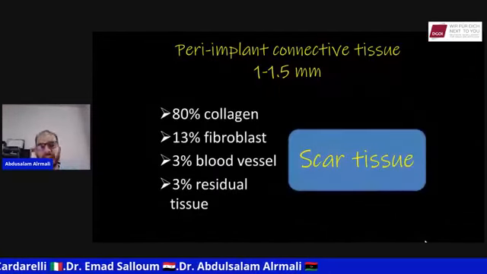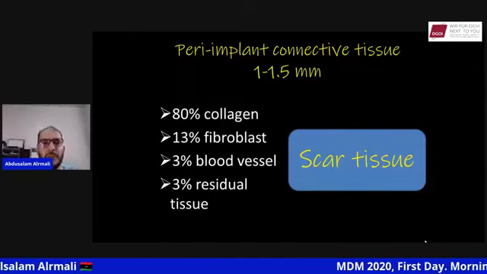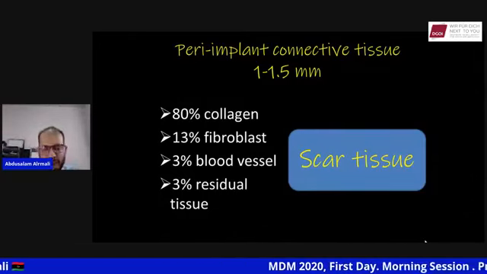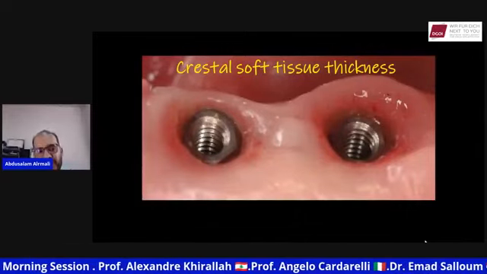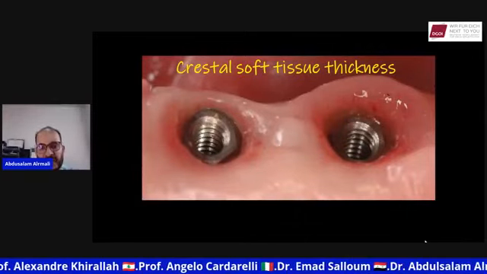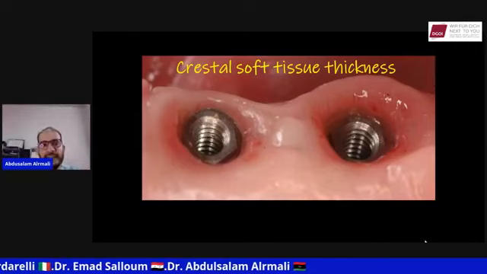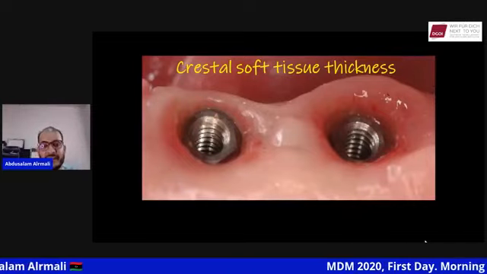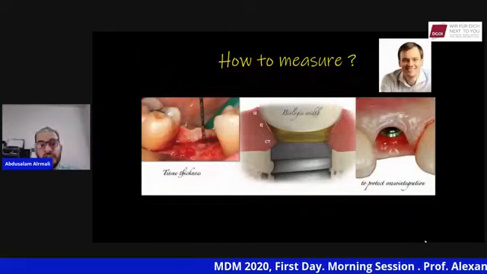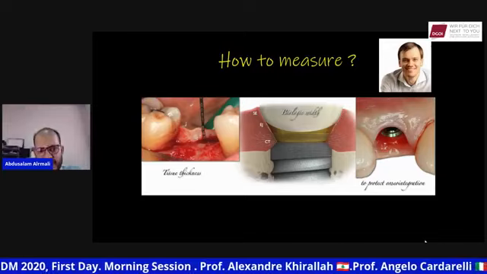So the peri-implant connective tissue is 1 to 1.5 millimeters, mainly collagenous, going parallel to the implant, with few fibroblasts and few blood vessels, like scar, as I said. Okay, which is better, to keep the implant near the surface without soft tissue thickness, or placing an implant at adequate depth in the bone with adequate soft tissue height to prevent bacterial invasion and maintain the bone around the implant? So this is the concept actually introduced by Thomas in 2008.